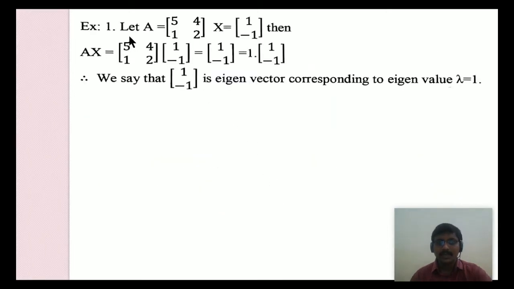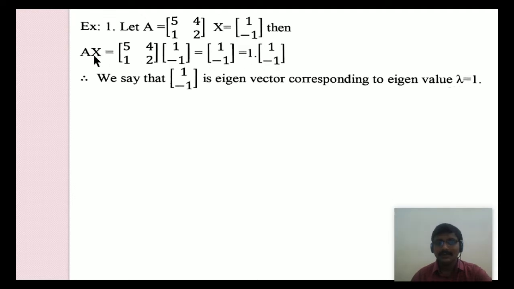Example 1. Let A equal to the matrix 5, 4, 1, 2. It is a 2 by 2 matrix, and X is the matrix 1, minus 1, a 2 by 1 matrix. Then consider AX, multiplying these two matrices, 2 by 2 and 2 by 1. The result is a 2 by 1 matrix. 5 ones are 5, 4 into minus 1 is minus 4, 5 minus 4 is 1. 1 one is 1, 2 into minus 1 is minus 2, 1 minus 2 is minus 1. So it is the matrix 1, minus 1, which can be written as 1 into the matrix 1, minus 1.